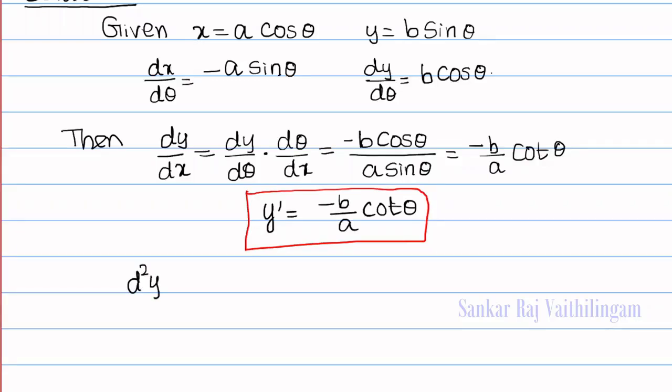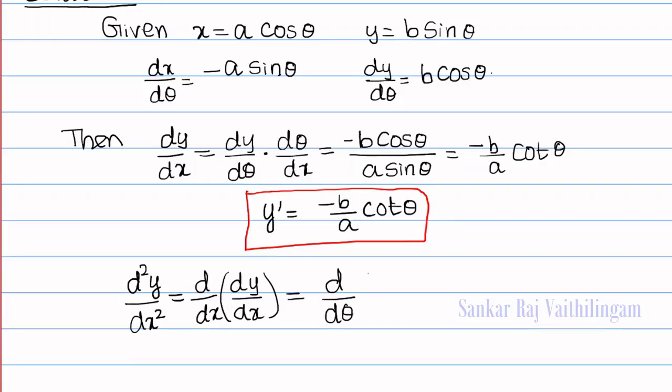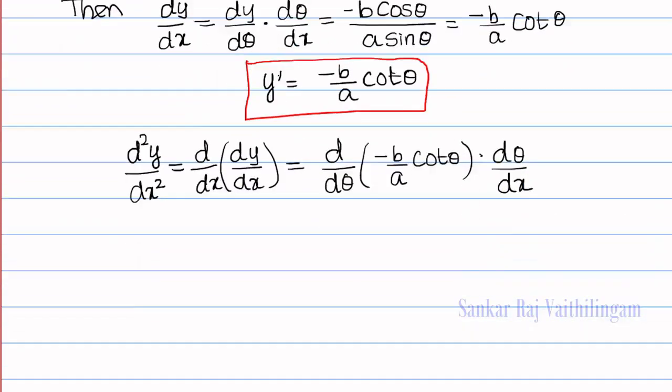The second derivative d square y by dx square is equal to d by dx of dy by dx. I can rewrite this as d by d theta of minus b by a cot theta into d theta by dx. Minus b by a is the constant, and differentiating cot theta, we will have minus cosecant square theta. So minus b by a into minus cosecant square theta, into d theta by dx.